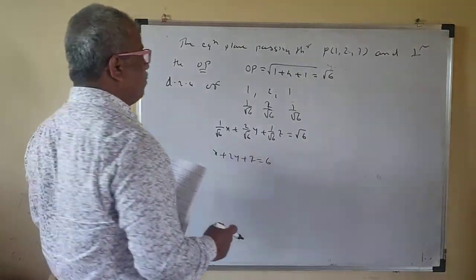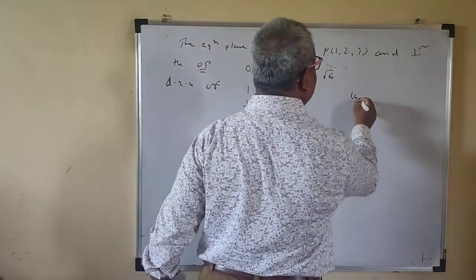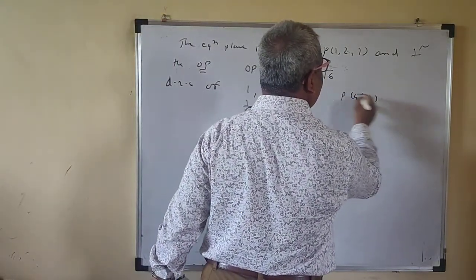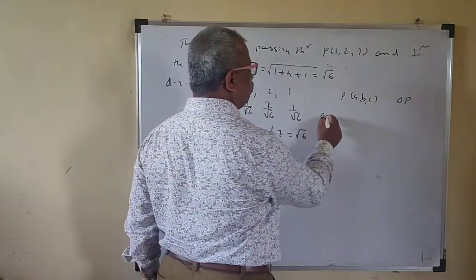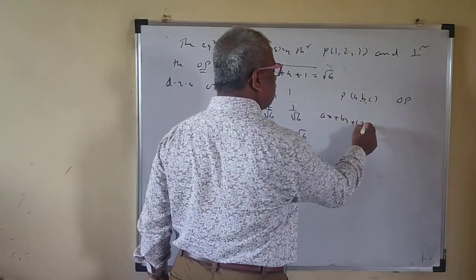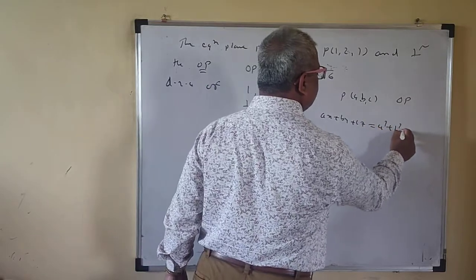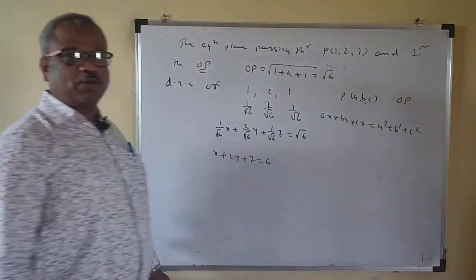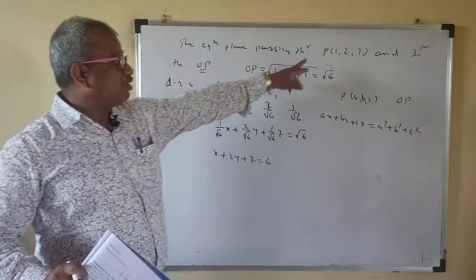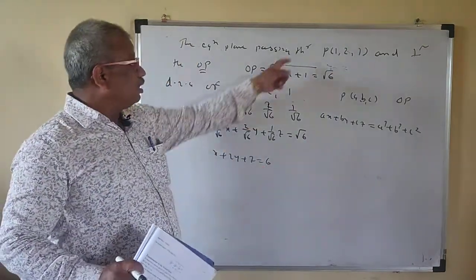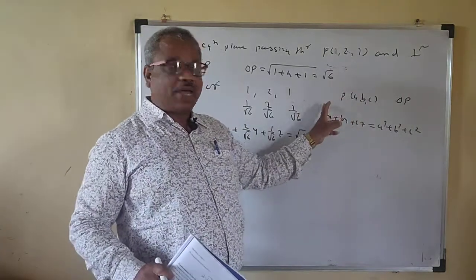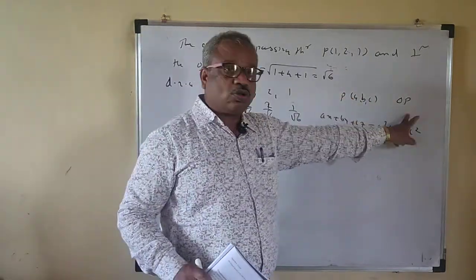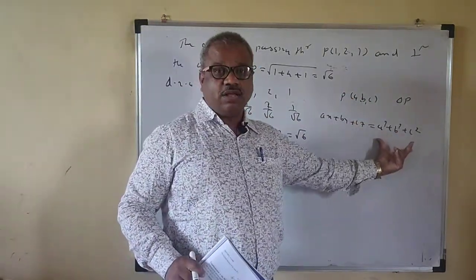So if the plane passes through the point (a, b, c) and is perpendicular to OP, then you can directly write the equation of the plane as ax + by + cz = a² + b² + c². This is the formula. These a, b, c are the coefficients of x, y, z. So if the plane passes through P and is perpendicular to OP, you can directly write it using this formula.